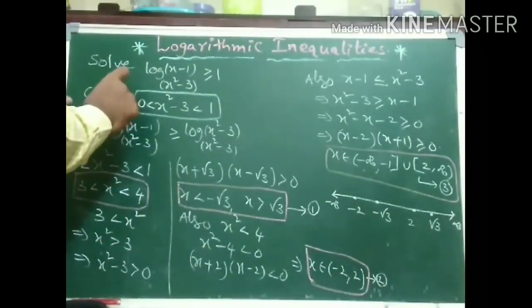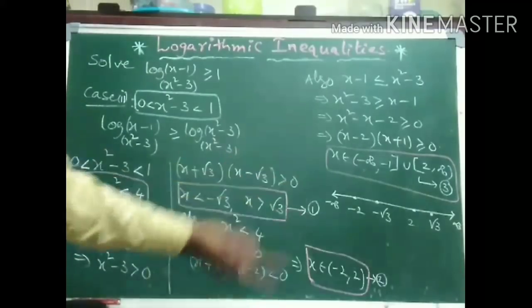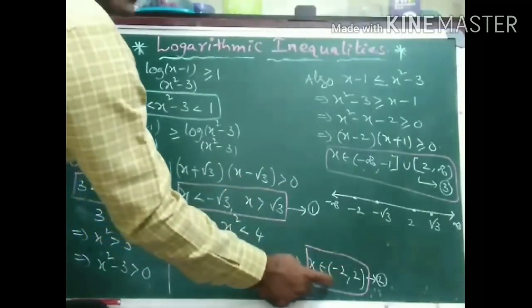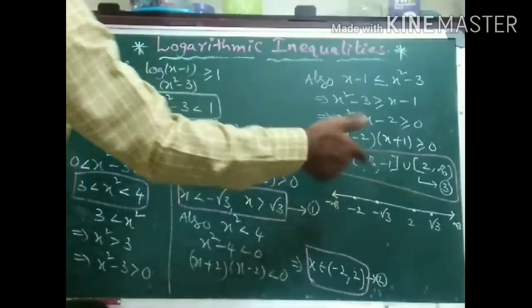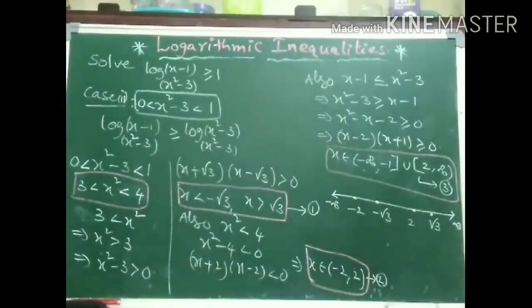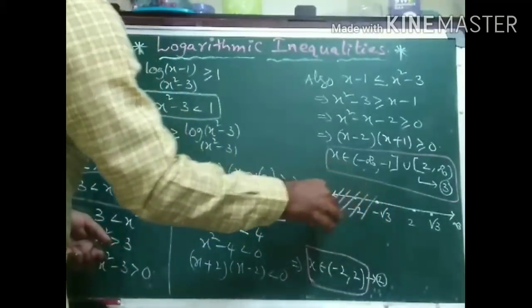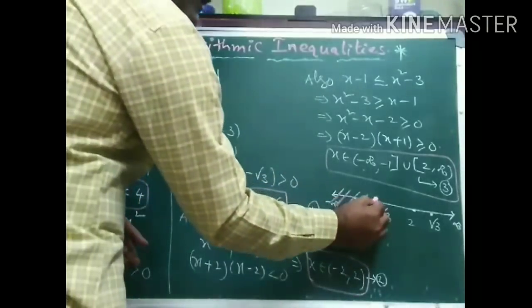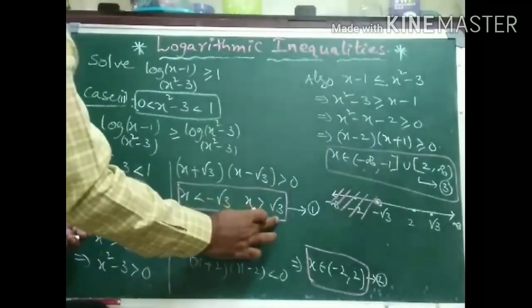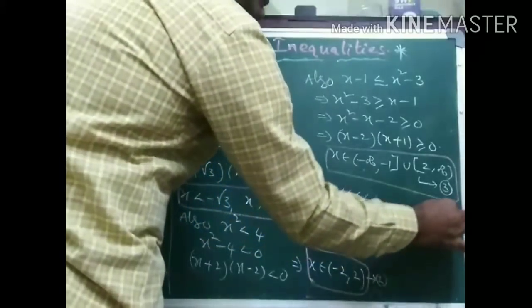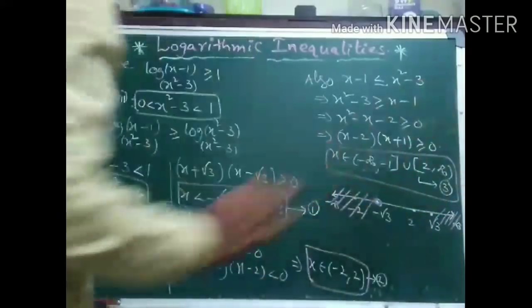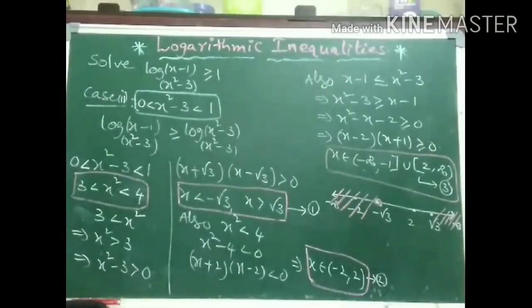In case 2 itself, now we have 3 conditions: condition number 1, condition number 2 and condition number 3. Now let us find out the intersection of these 3 conditions. Look at the first one: less than minus root 3, which is not included, and more than root 3. This is the part more than root 3, with the pink color.